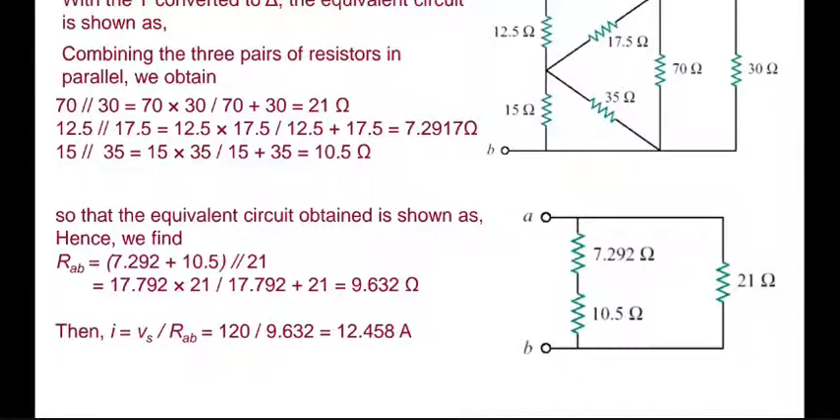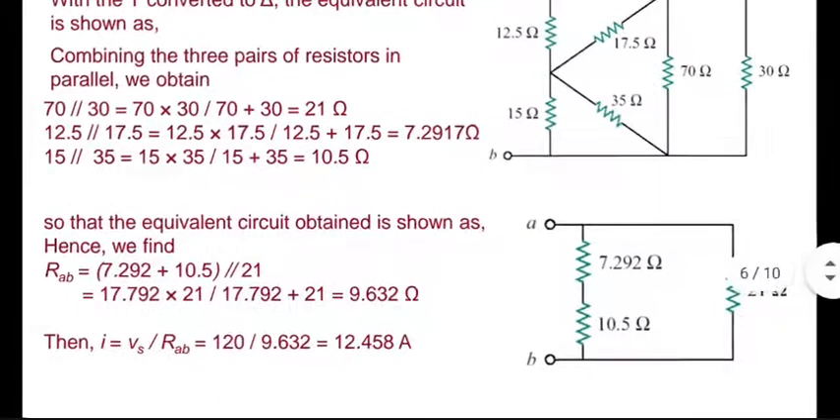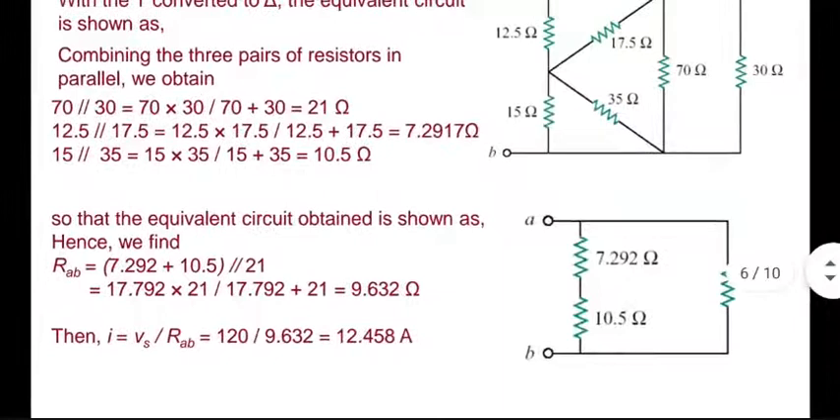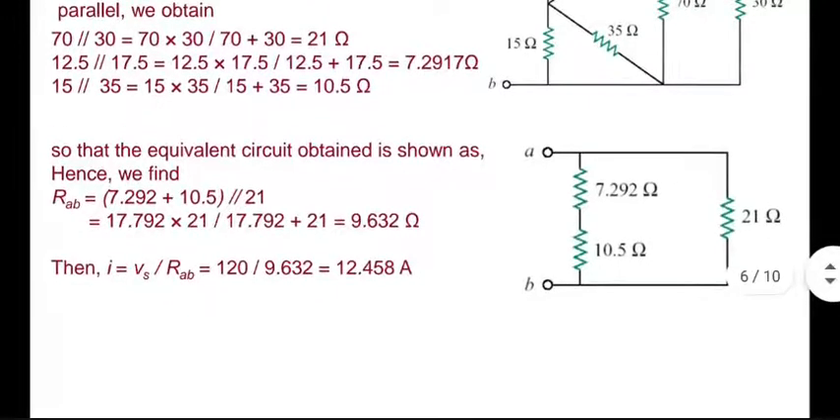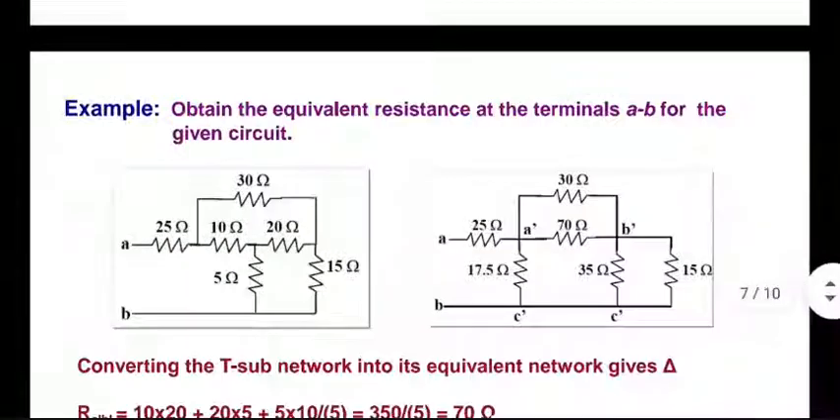So the given load now simplifies to this, which is very straightforward. No issue now. You have 10.5 ohm plus 7.292 ohm as one branch and 21 ohm as the other branch. And the parallel combination of these two will give you the equivalent resistance. Figure it out. 9.532 ohm, or 9.632 ohm is the answer. Okay. I'm assuming there is no mistake in calculations. Hopefully there are none.